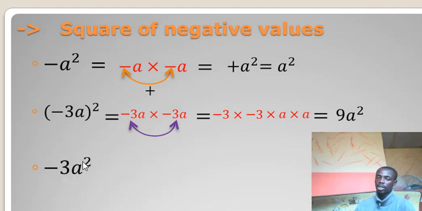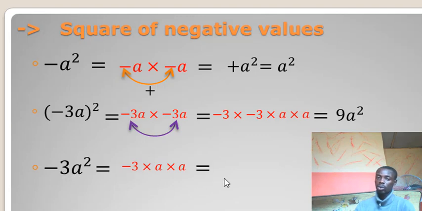Next, minus 3a squared. Now get the difference between the previous example and this new example. In the previous example, minus 3 and a were both affected. Here, minus 3 is not affected. A is only affected. So a is only squared. Minus 3 is not squared. So that is going to give us minus 3 multiplied by a multiplied by a. Why? It's only a that is squared. Minus 3 is not squared.